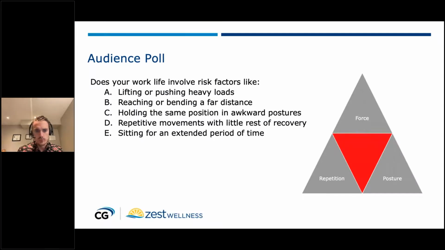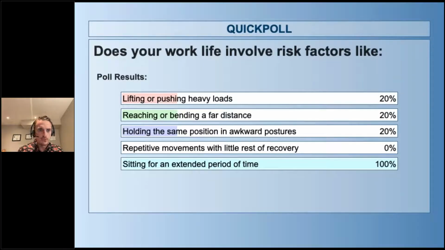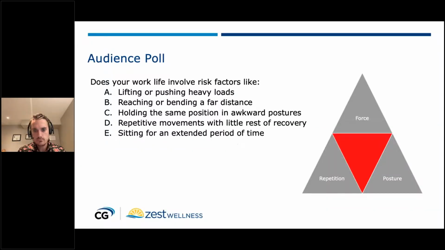Here we go. I'll even share the results for all of you. You can see here, a number of you, when it comes to work-life factors, picked sitting for a prolonged period of time, and then a little bit of lifting heavy loads, reaching and bending, and even just holding the same position for an excessive amount of time. So all things to think about when we think about pain management, right? These are all positions and situations that can aggravate our pain. I'm just going to hide those results, and you'll see the screen share again.